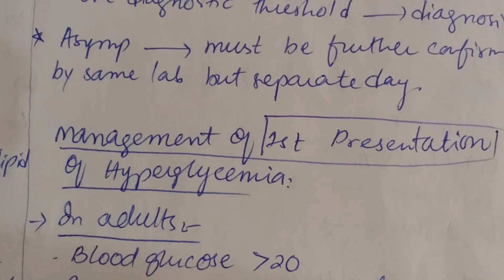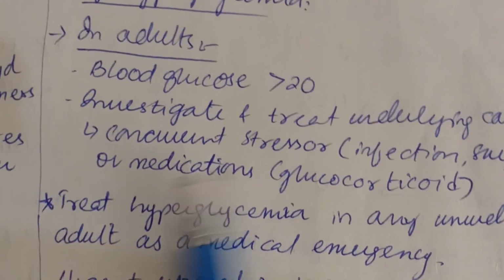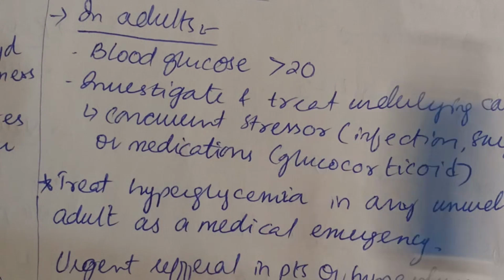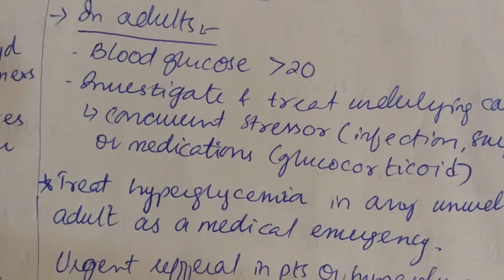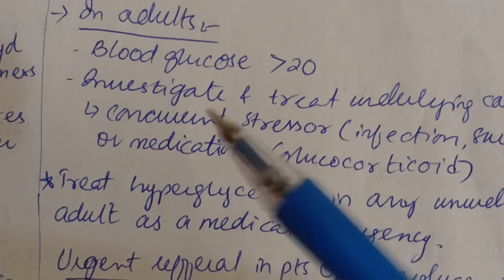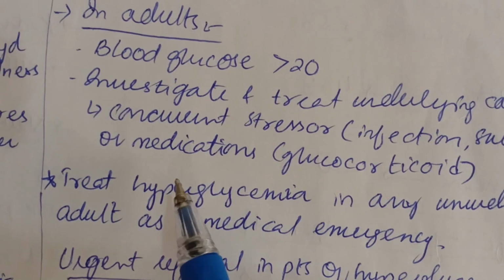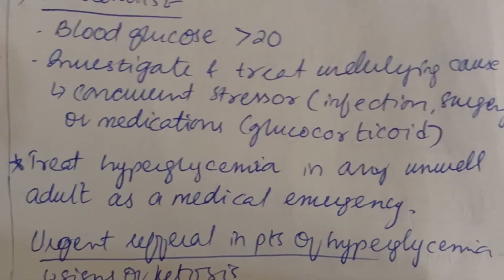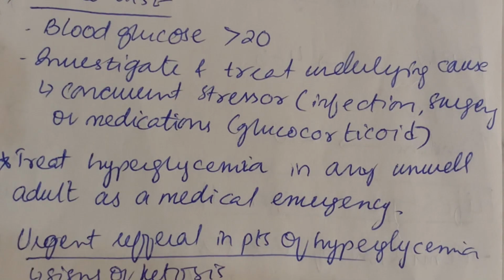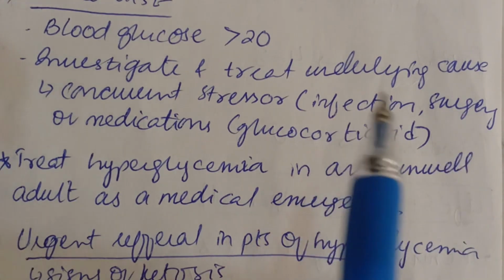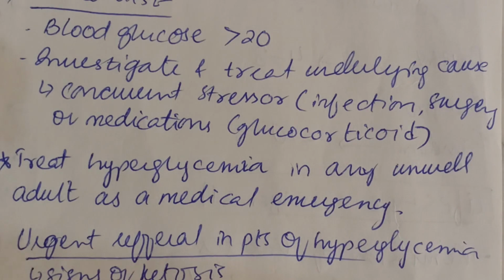Management of first presentation of hyperglycemia. If any patient comes to you with a first-time presentation of hyperglycemia, termed as blood glucose of more than 20 in adults, first of all, we are going to investigate and treat the underlying cause if the patient has any. That is, if there is any concurrent stressor like infection or surgery, or if the patient is on medications like glucocorticoids, they can also cause increased blood sugars. So we are going to make sure that these are not the causes, and we are going to treat these underlying causes first.